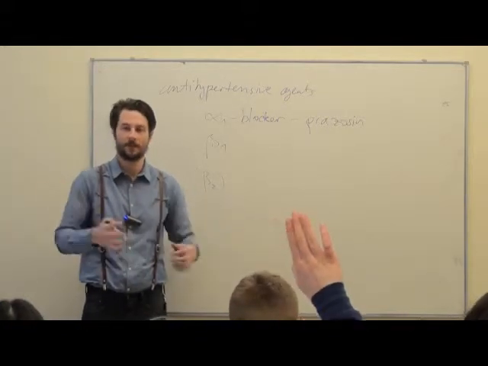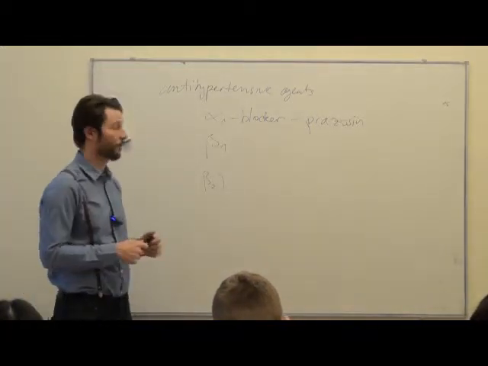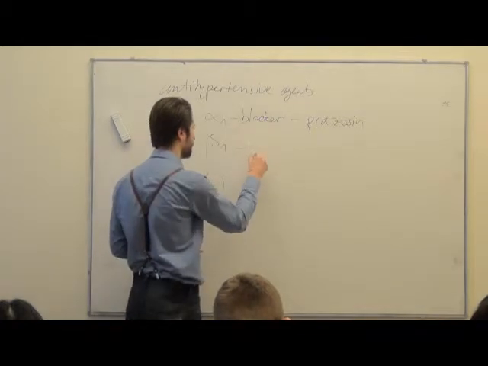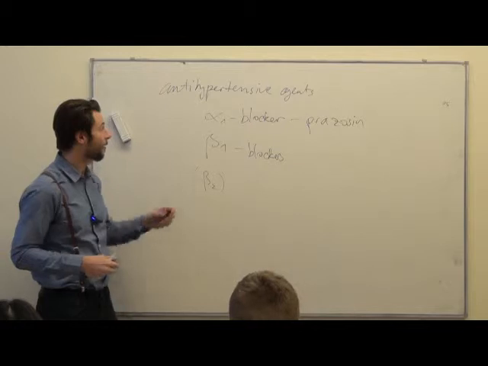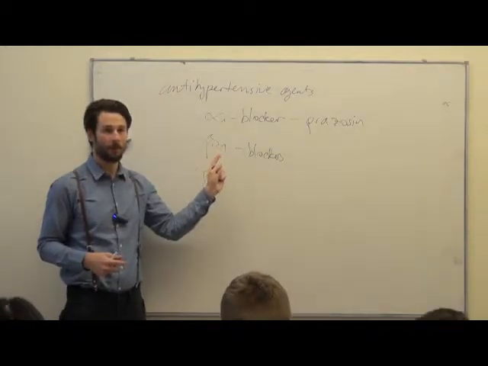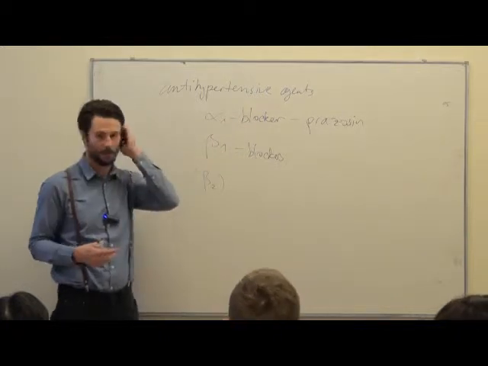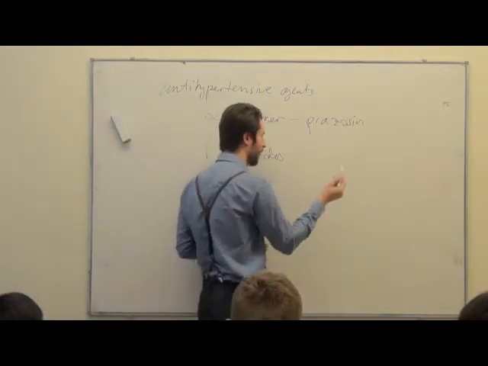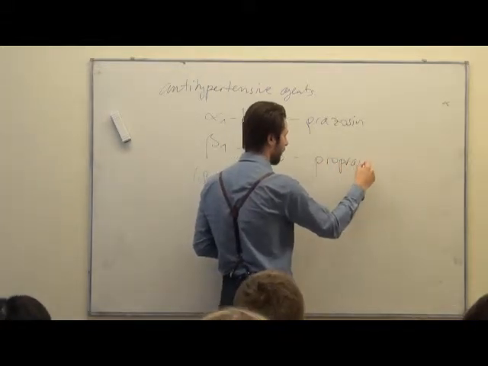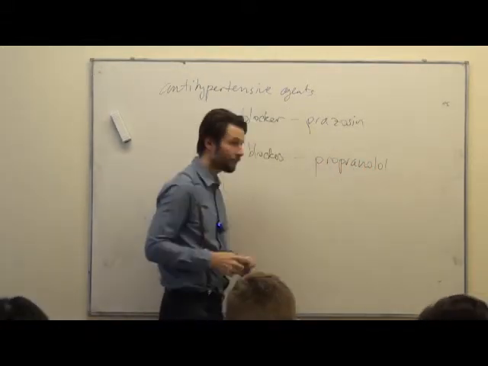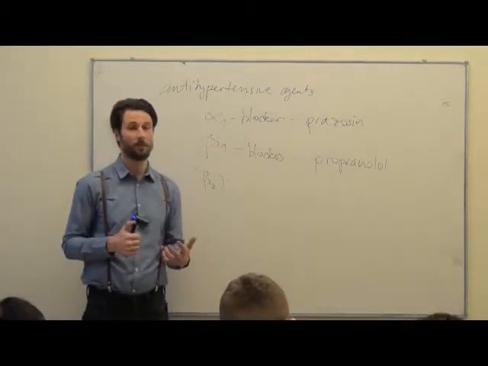Yes? Is a beta antagonist and a beta blocker the same? Yes, they're also called beta blockers. Here I say alpha 1, beta 1, but usually what you find is just alpha blockers and beta blockers. Okay, and I'll probably explain it as well. So one of the first beta blockers was called propranolol. Propranolol, and that was a non-selective beta blocker.